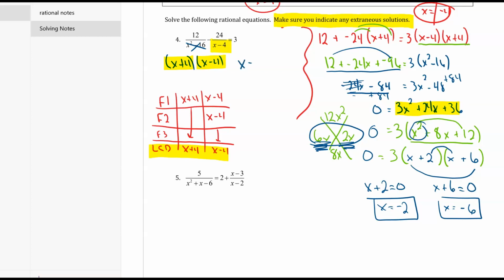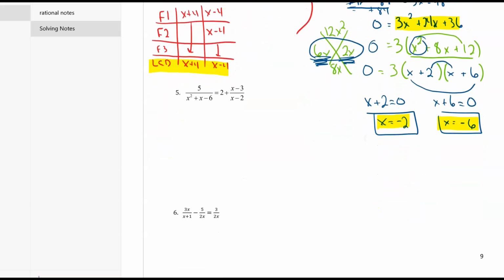So what x value would make that 0? That would be 4. So when I solve, I just want to make sure I don't get 4 as an answer, because if I were to get 4 as an answer, that would be considered an extraneous solution. But we don't have 4 as an answer. We have x equals negative 2 and x equals negative 6.